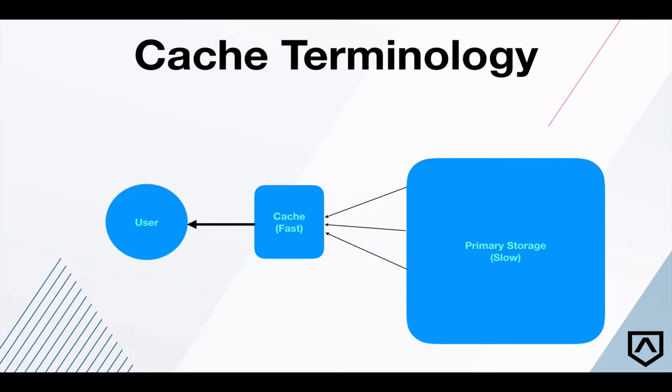So some cache terminology here. We say a thing is a cache hit when the user requests some data and it is in the cache already. So we hit the cache in that case. And then that's a win. We've got our data that we want and we got it quickly. We got it straight out of the cache. No need to go to primary slow storage.